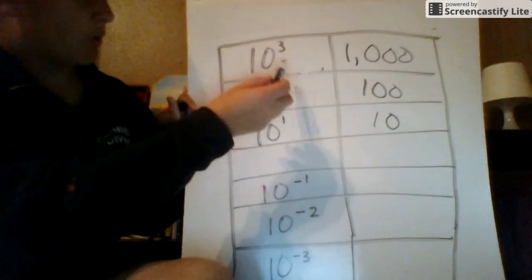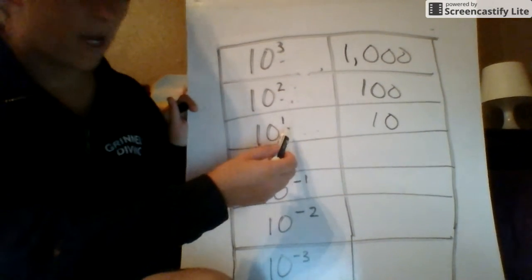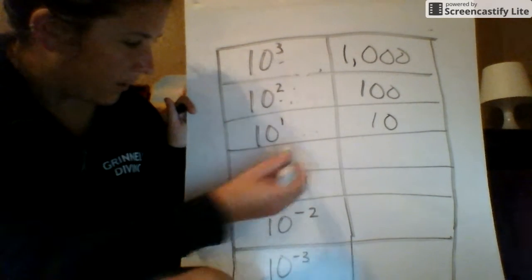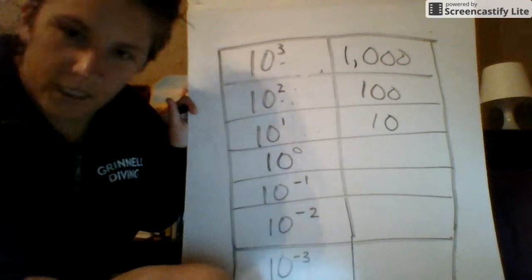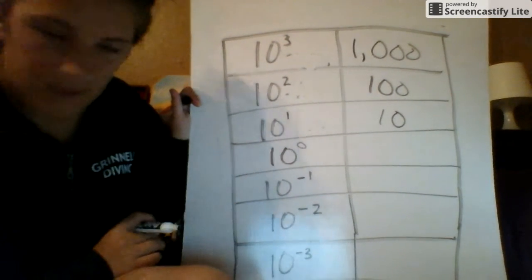So you'll see a pattern. I'm going 3, 2, 1. You can probably guess what would go right here. 10 to the 0 power. We're going to skip this right now and then come back to it.